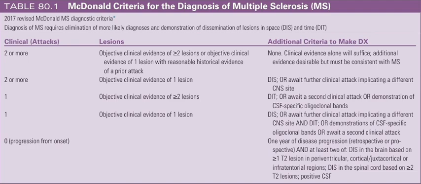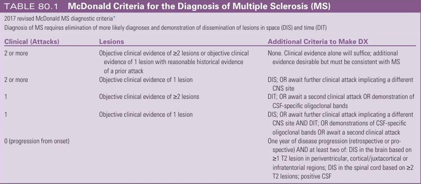On top of that year of progression, they must check off at least 2 of the following requirements. 1. An MRI showing at least one T2 lesion in a classic brain region like around the ventricles or cortex. Second one, an MRI showing at least two distinct T2 lesions in the spinal cord. Third one, a positive CSF test showing those telltale oligoclonal bands.